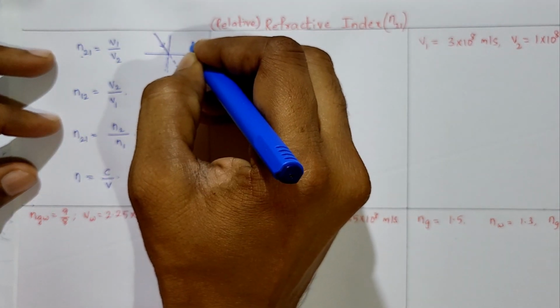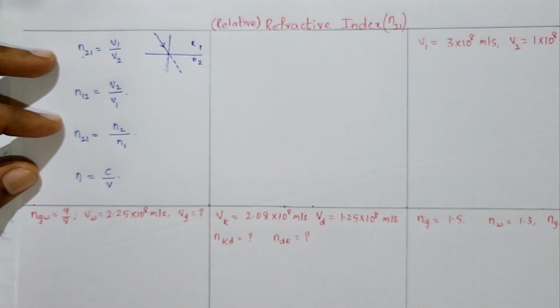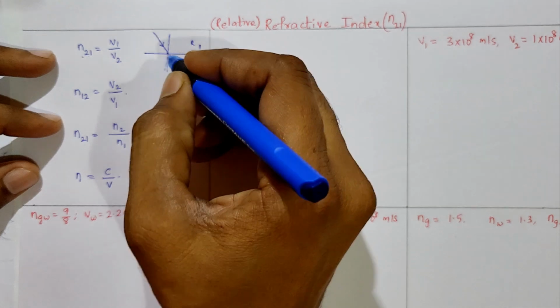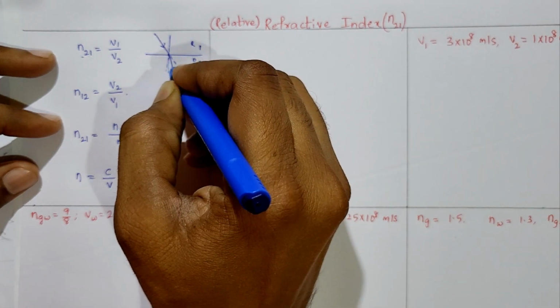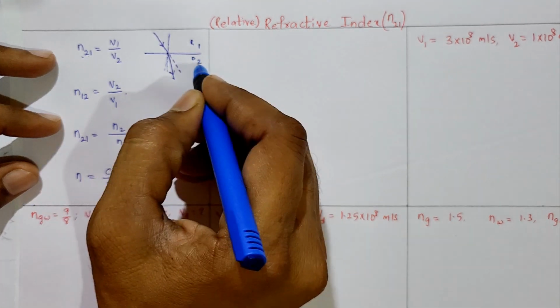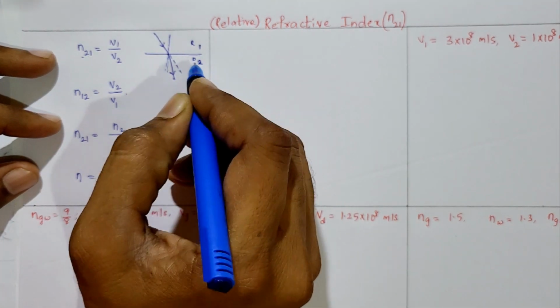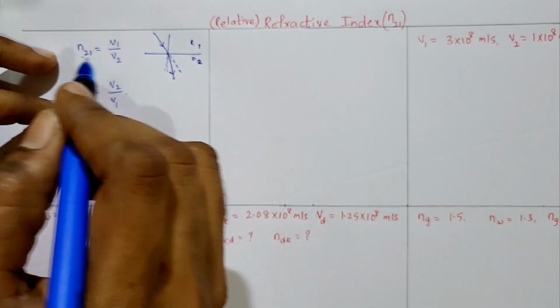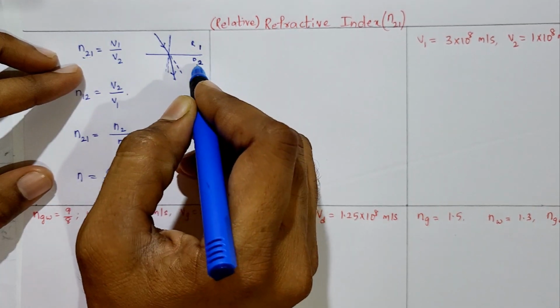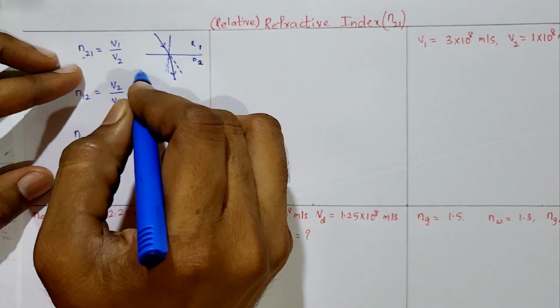Imagine that this is a rarer medium and this is a denser medium. Now how will the light ray bend? The light ray will bend towards the normal, correct? So the refracted light ray will pass like this, correct? So where did refraction happen? Refraction happened in the second medium. So that's why, where refraction happened, we measure the refractive index of that medium.